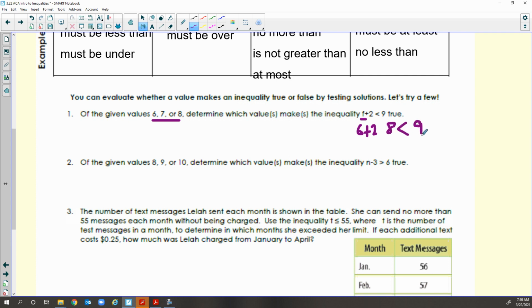Is 8 less than 9? It sure is. That's going to work for us. Let's try 7. 7 plus 2 is 9. Is 9 less than 9? I don't think so. Those are equal. And then last but not least, we've got that 8 to plug and chug for F. 8 plus 2, that's going to give me 10. Is 10 less than 9? Absolutely not. And guys, we do the same thing here for number 2.